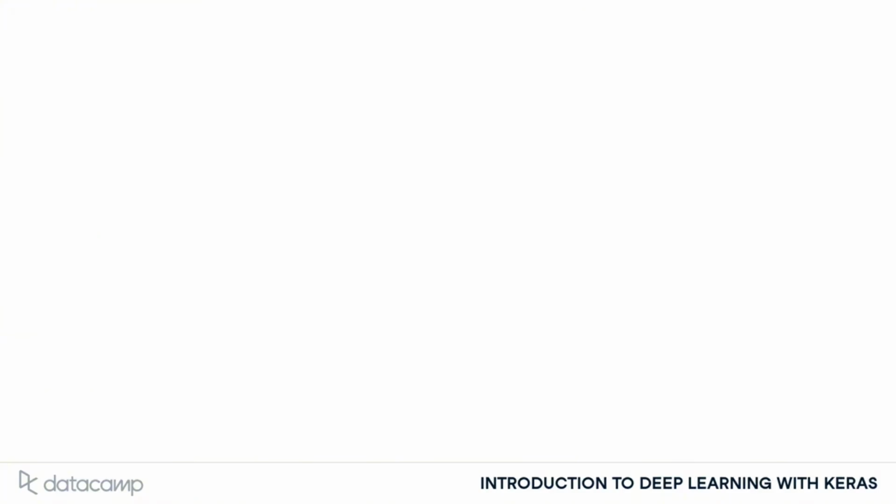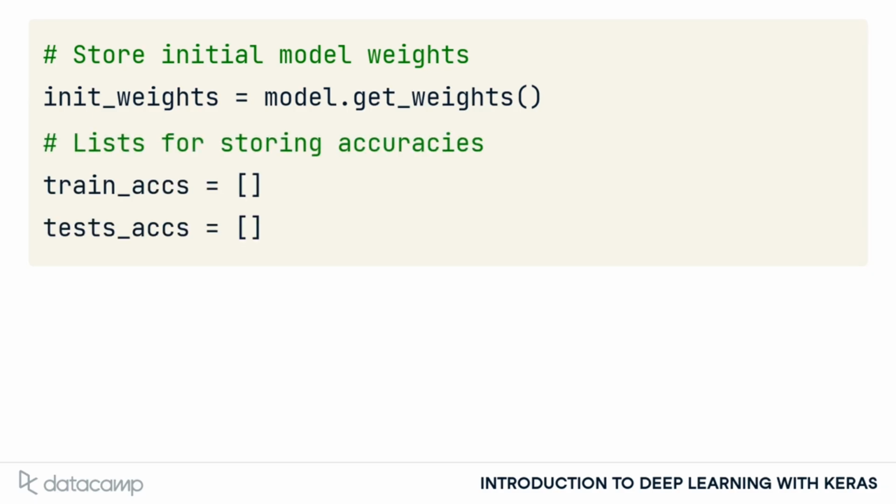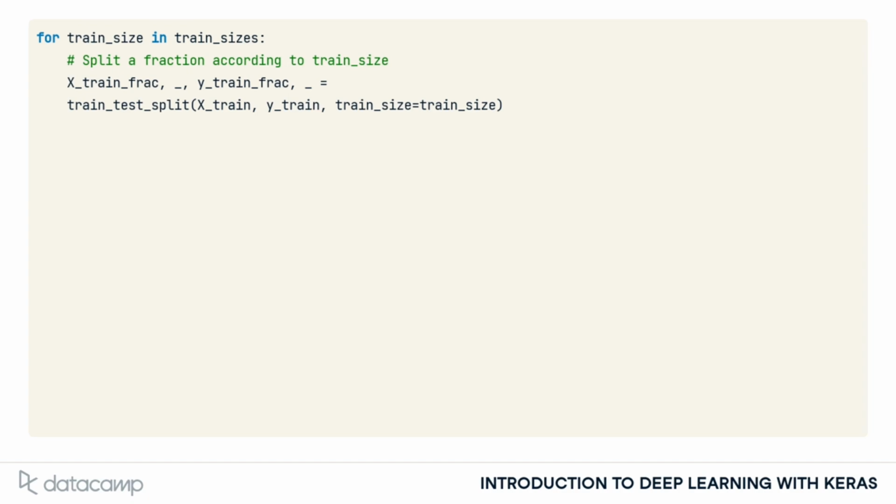How will we go about coding a graph like the previous one? Imagine we want to evaluate an already built and compiled model and that we have partitioned our data into X-train, Y-train, X-test and Y-test. We first store the model initial weights. This is done by calling get_weights on our model. We then initialize two lists to store train and test accuracies. We loop over a predefined list of train sizes, and for each training size, we get the corresponding training data fraction. Before any training, we make sure our model starts with the same set of weights by setting them to the initial weights using the set_weights function.